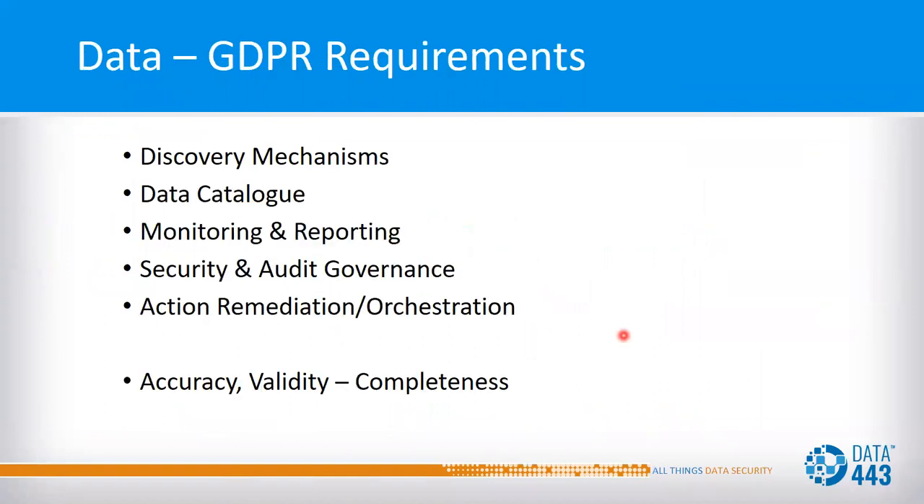The biggest thing we find with GDPR, and in all of our other work as well, is that you need to have several capabilities to facilitate the requirements. And this is one reason why Data 443 purchased the GDPR Framework plugin, primarily because it facilitates a lot of these requirements. You have to have a discovery capability. You have to have a cataloging capability. You have to have some sort of monitoring and reporting capability built into the solution so that you can respond to customer requests and manage them going forward.